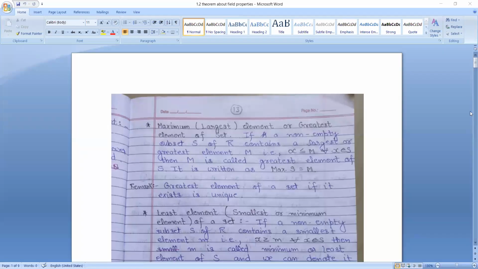Today I will discuss some theorems of real analysis on the topic supremum and infimum. First, we will see the maximum element.